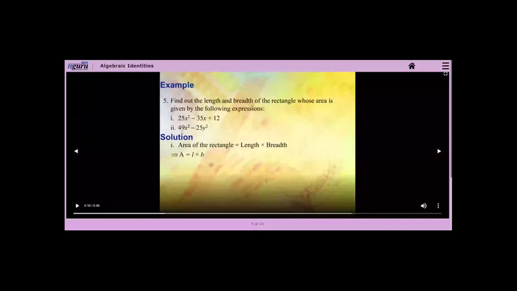Next one is find the length and breadth when the area is 49x squared minus 25y squared. You have to factorize that using a squared minus b squared. 7x plus 5y, 7x minus 5y, ma'am. Okay. And 7x minus 5y can be the breadth. Am I right? Yes, ma'am.